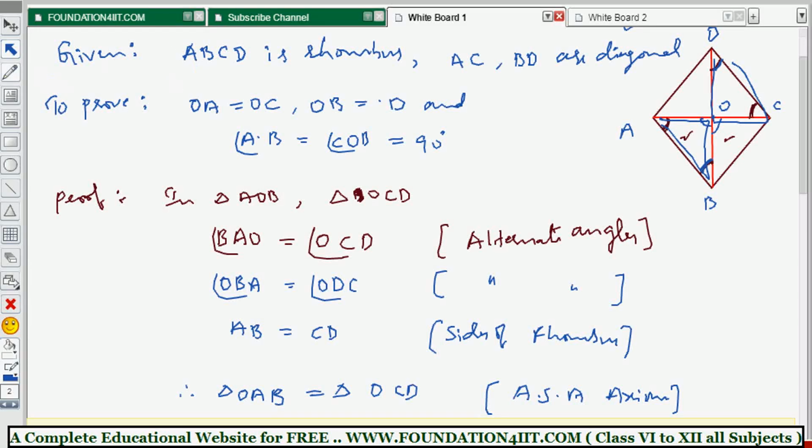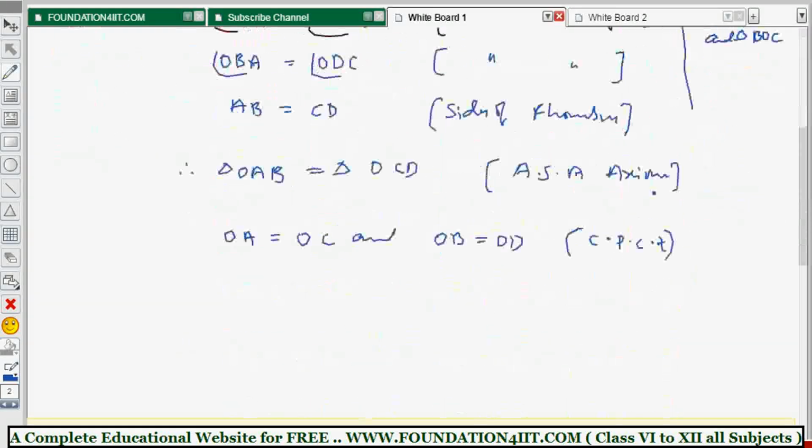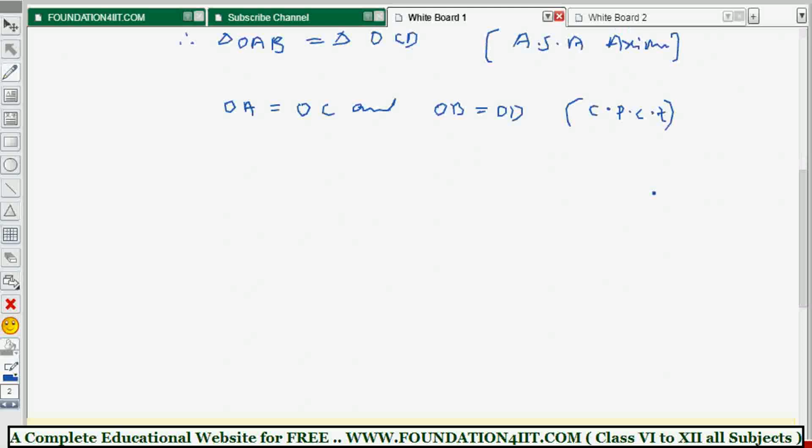So I am writing here triangle AOB and triangle BOC. These two triangles are congruent because AB is equal to BC and at the same time two angles. So these two triangles I need to prove congruent. Second, the steps here you can see from the diagram.